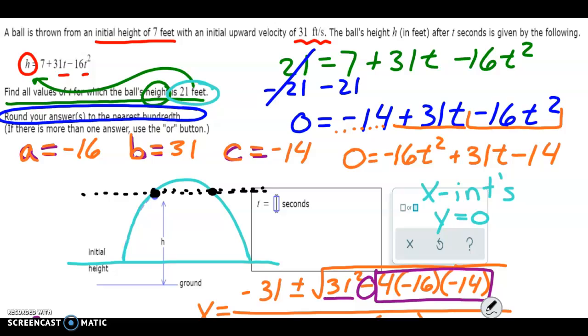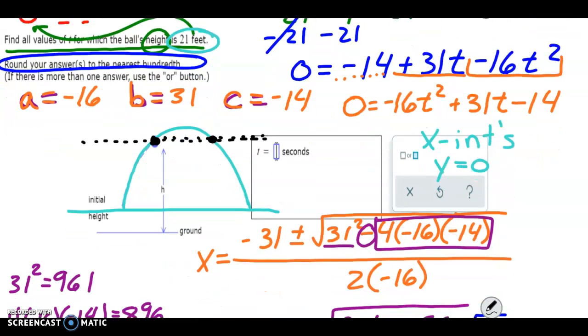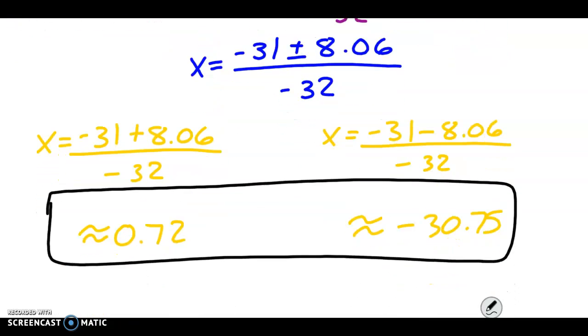It's nice to put a visual and a real actual problem to this, and you can kind of see how this would work in real life. So that is the last example. Answers are down here.